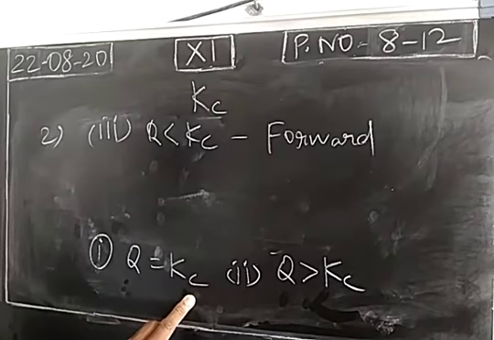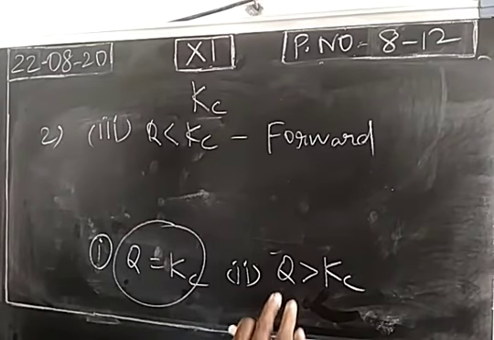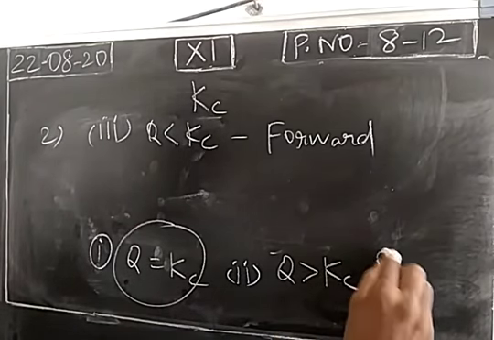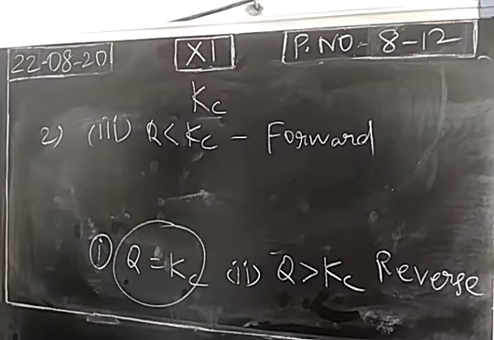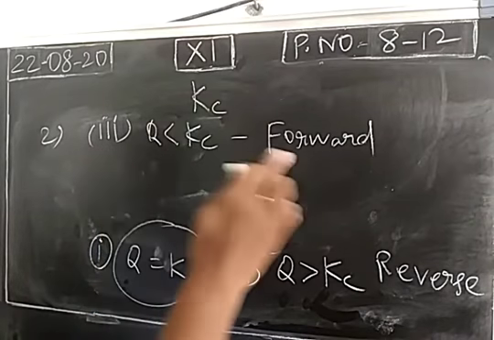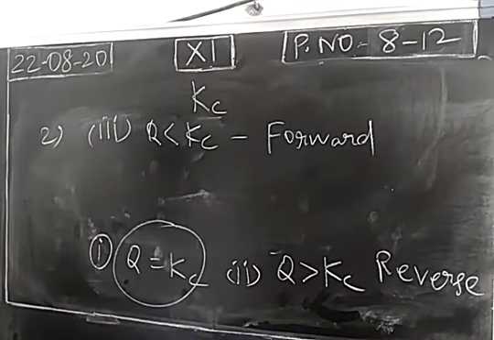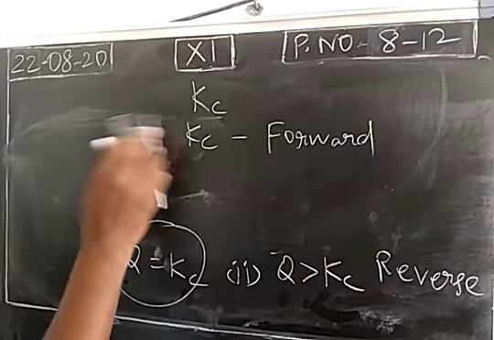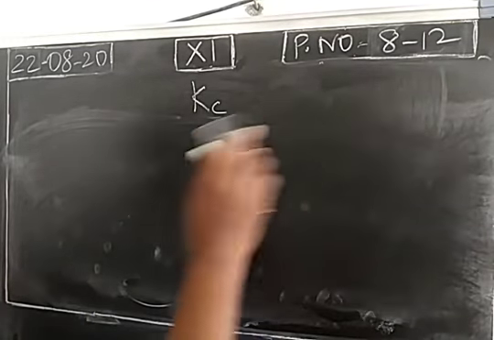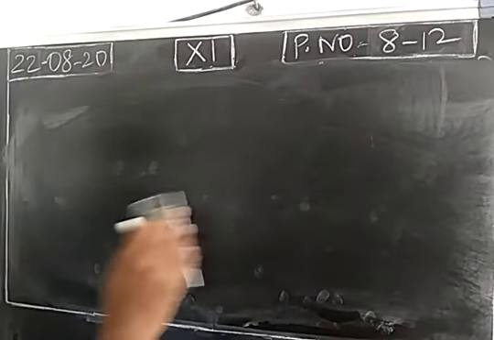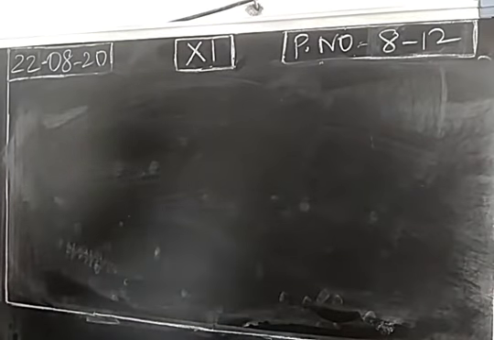So Q is equal to Kc, equilibrium. Q is greater than Kc, reverse or backward direction will be favored. If Q is less than Kc, the forward reaction will be favored. So this is the application of equilibrium constant. Using the Kc value and the Q value, we can predict the direction of the reaction. So this is a 3 mark question: How will you predict the direction of the reaction using reaction quotient and the equilibrium constant?